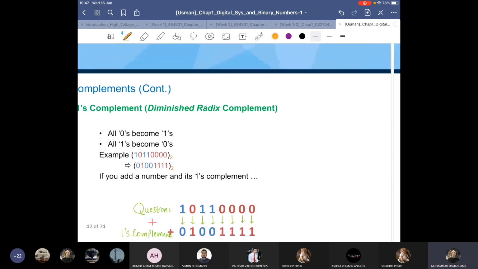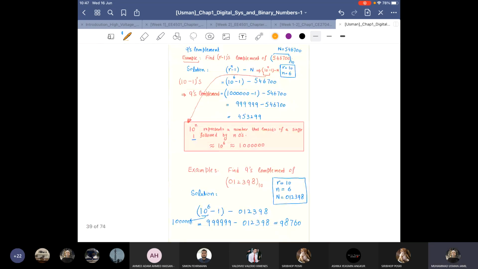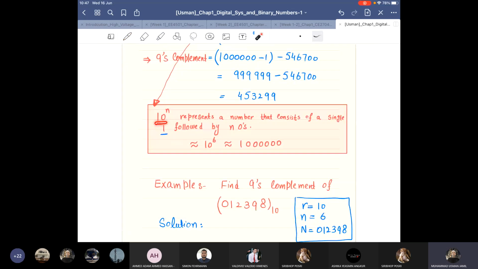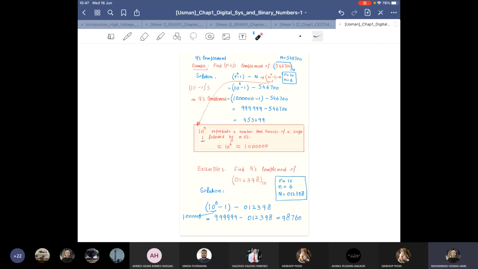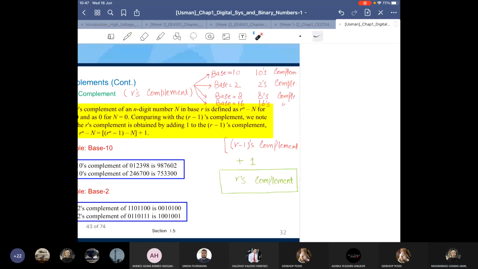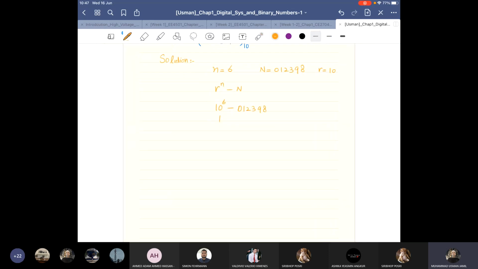I hope you know this thing: 10 to the power n represents a number that consists of a single 1 followed by n zeros. So we have to write 1 and a number of zeros. How many zeros? Based on that, N is 6, so 1, 2, 3, 4, 5 and 6 zeros. Now subtract this one: 8, 9, 3, 2, 1, 0.